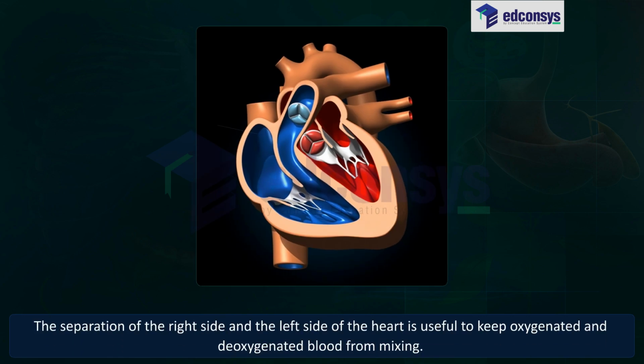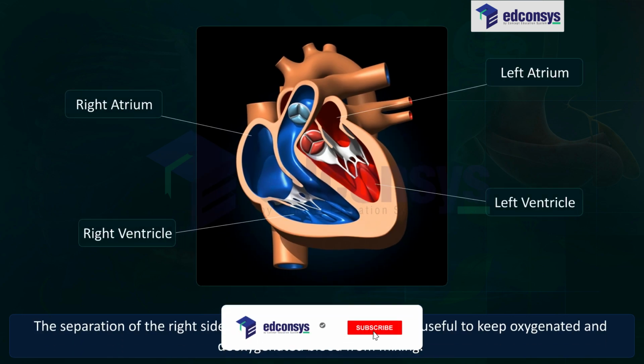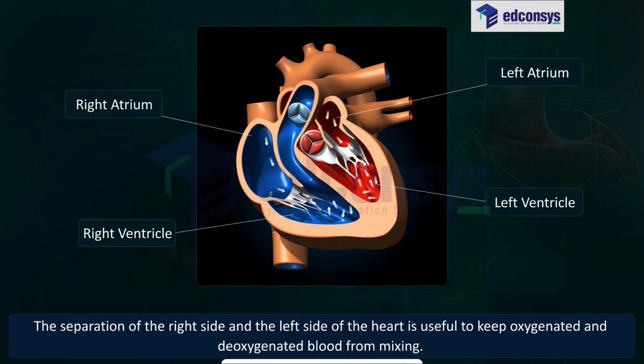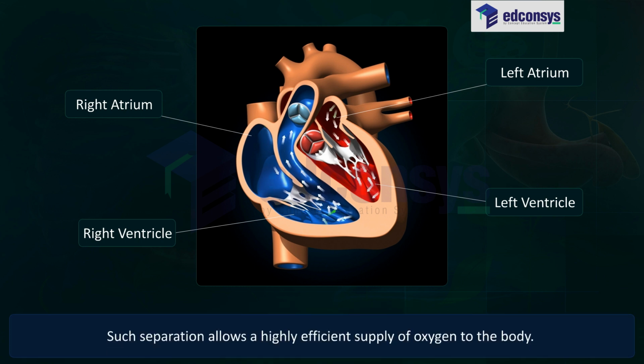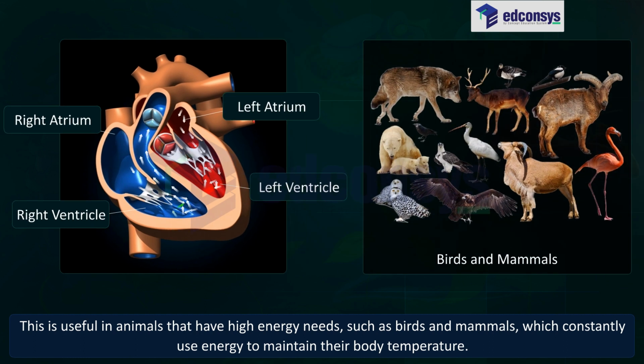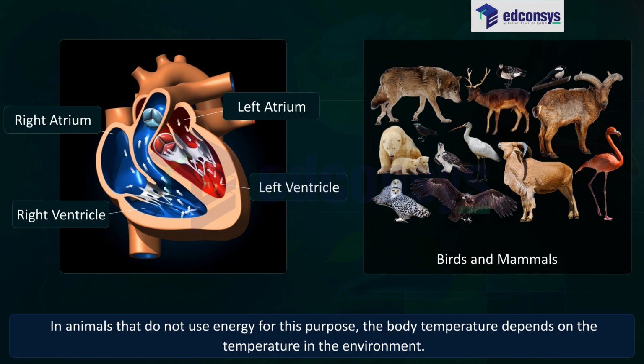The separation of the right side and the left side of the heart is useful to keep oxygenated and deoxygenated blood from mixing. Such separation allows a highly efficient supply of oxygen to the body. This is useful in animals that have high energy needs, such as birds and mammals, which constantly use energy to maintain their body temperature.